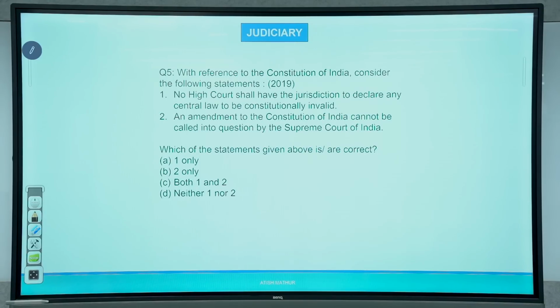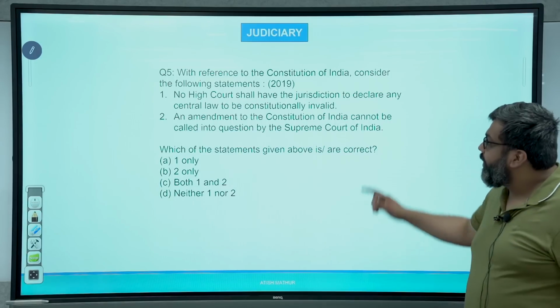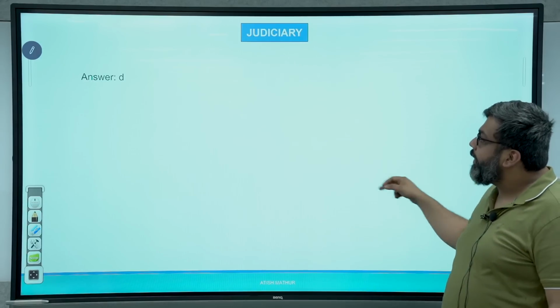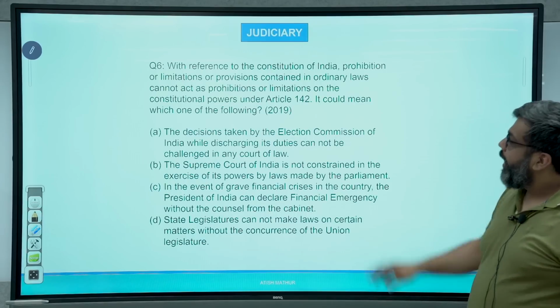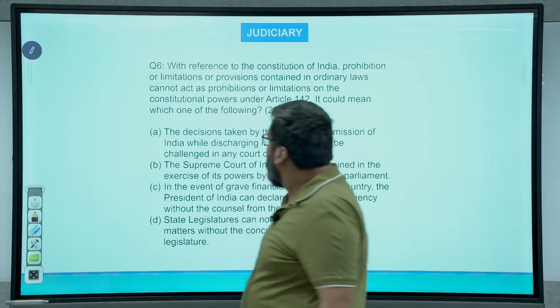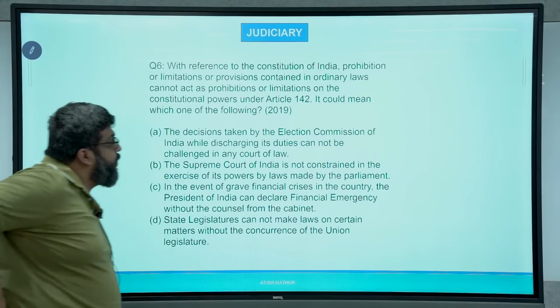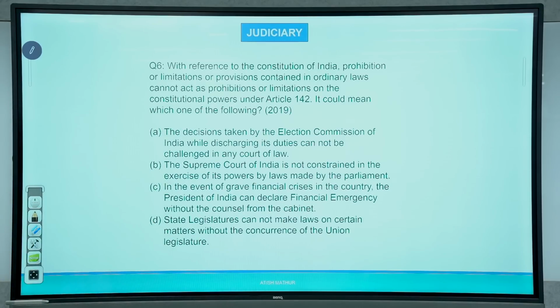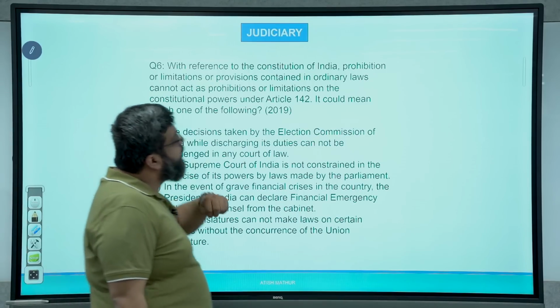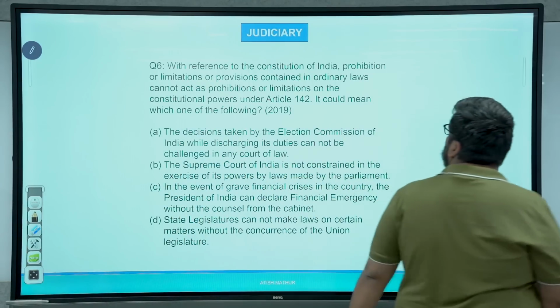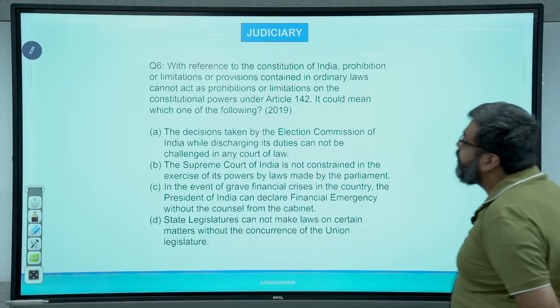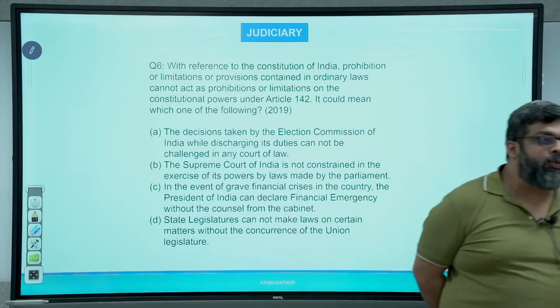Whatever you have generally studied so far, so the first option is incorrect, the second option is incorrect, D. Now come along. With reference to the Constitution of India, prohibition or limitations or provisions contained in ordinary laws cannot act as prohibitions or limitations on constitutional powers under 142.